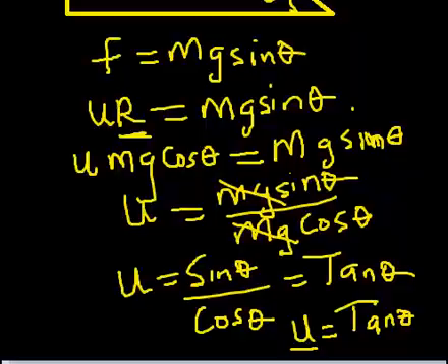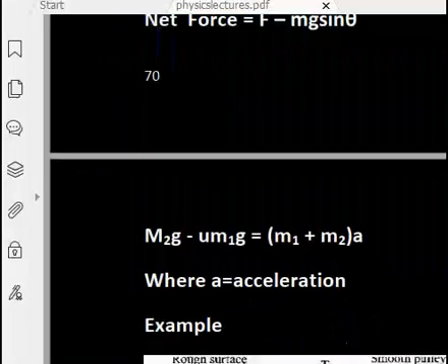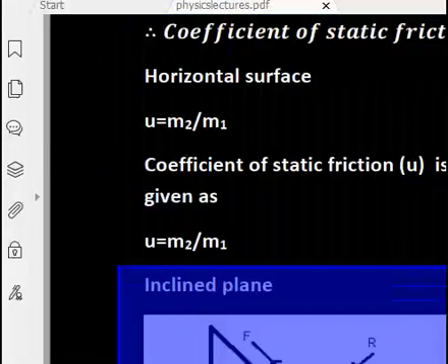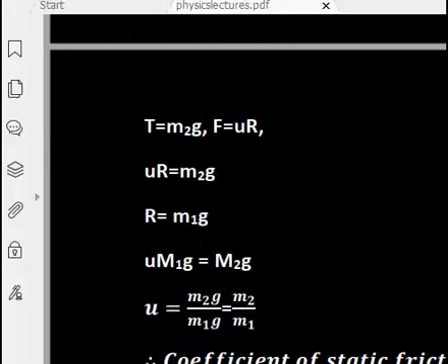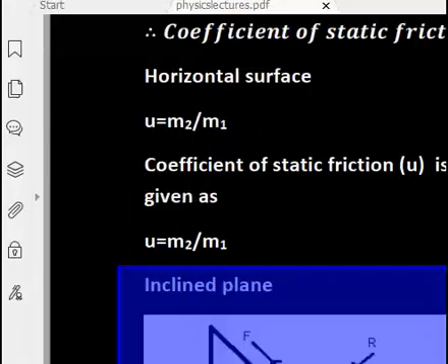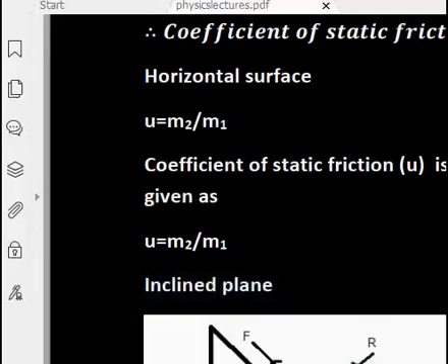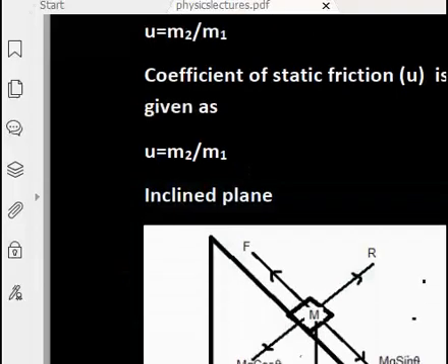So let's see a question. We're going to apply a question that will help us understand better. All right, here we go. So let's go there.